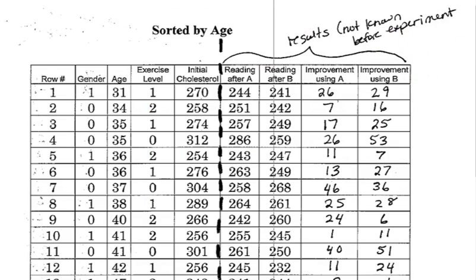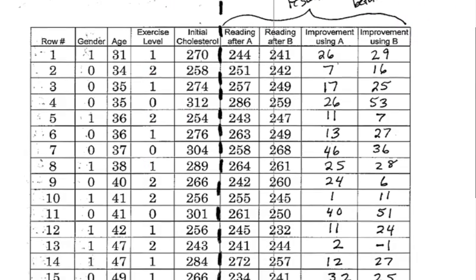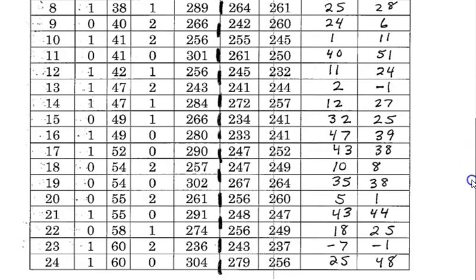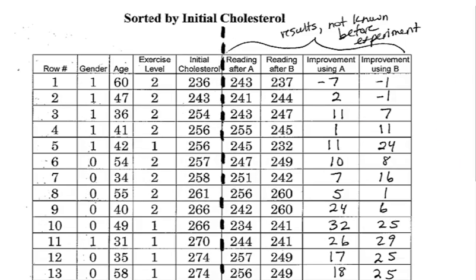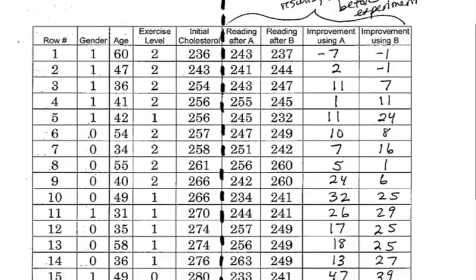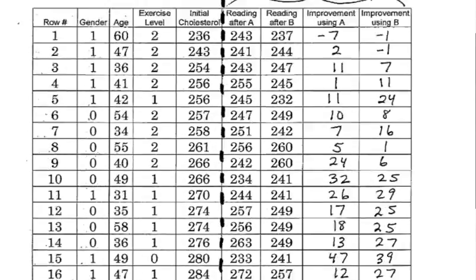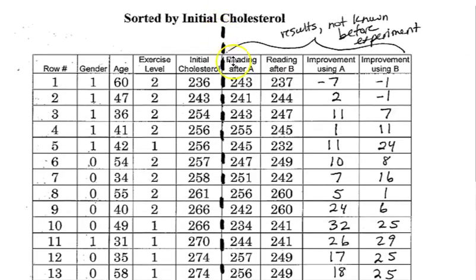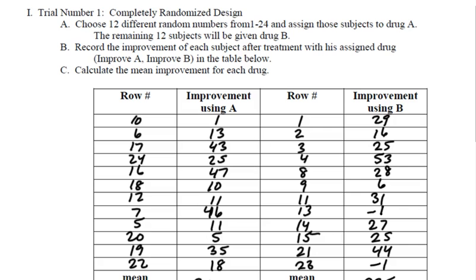So you have a table which is sorted by age, lowest to highest age, and a table that is sorted by initial cholesterol level, lowest to highest. In both of the tables, anything to the right of the dotted line are values that would not be known until after the experiment was done. So when we're doing our random selection, we're going to fold that on the dotted line and only look at the gender, age, exercise level, and initial cholesterol.